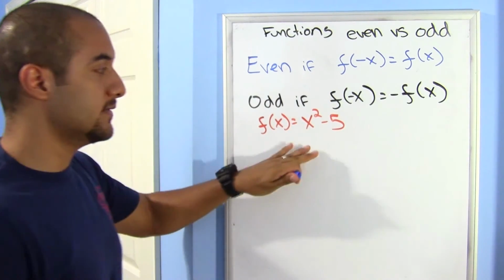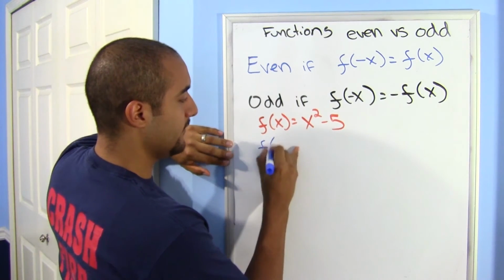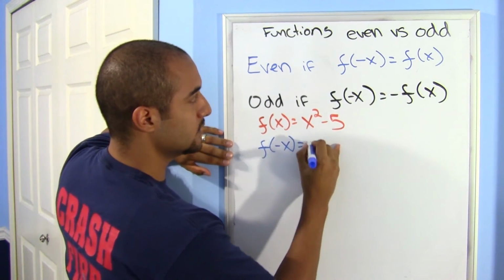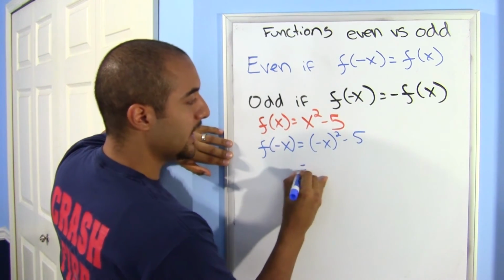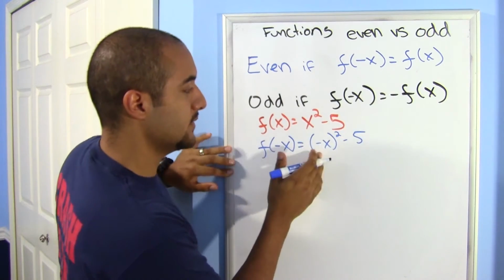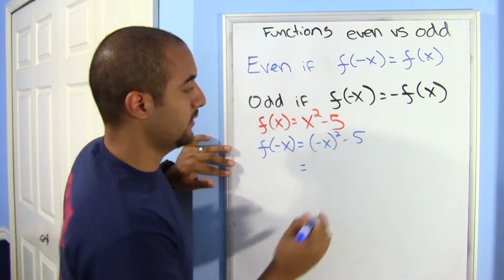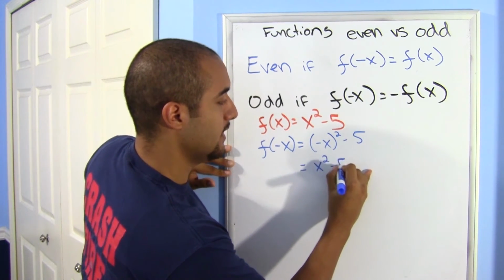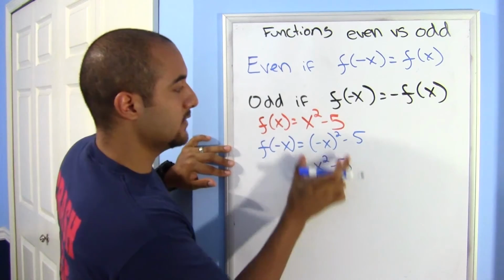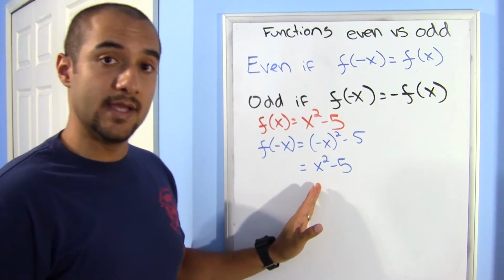Let's go ahead and test this one out. Here I'll be putting in f of negative x equal to negative x squared minus 5. But I know that whether something is positive or negative in here, if it's squared, it's going to be positive no matter what. So this is actually just x squared minus 5. And notice that I get the original back, and therefore I know that this function is even.